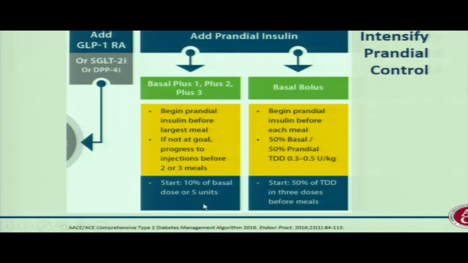If you don't want to do the math, start with 5 units, recognizing that some patients may need more than 5 units. If their sugars aren't coming down with 1 shot a day, you can move it to the 2 biggest meals of the day. And if that's not working, then you can progress them to what we would consider basal bolus or intensive insulin therapy.